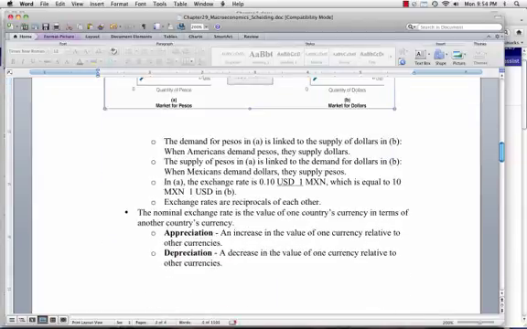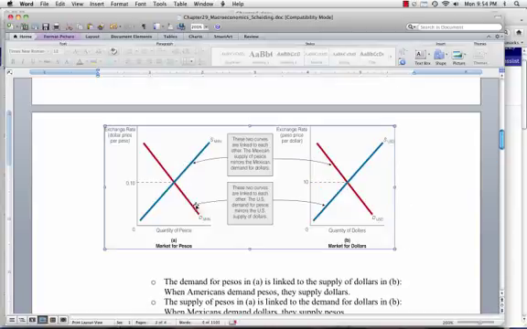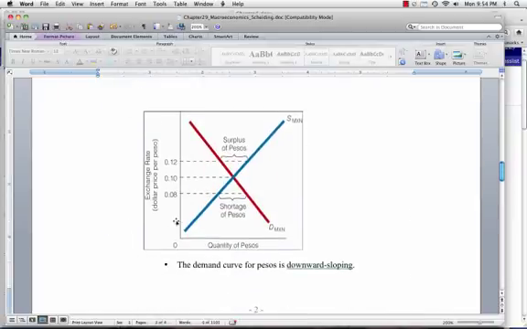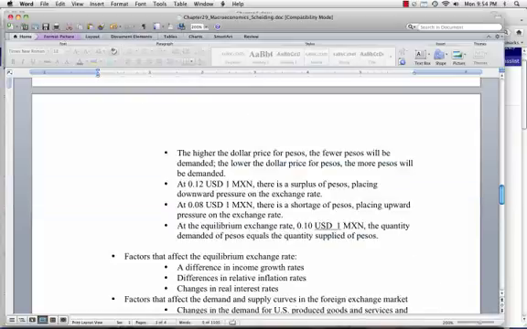Now, when a country's currency is gaining value relative to another, it's appreciating. When it's losing value relative to the other, it is depreciating. That would essentially mean moving up and down in terms of the equilibrium value. And we would imagine that we'd settle on the equilibrium, where there's neither a surplus nor a shortage.